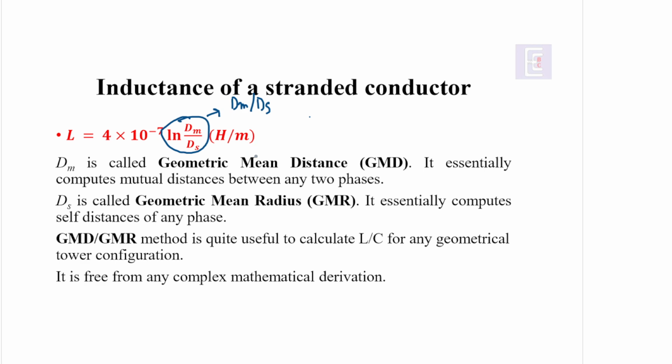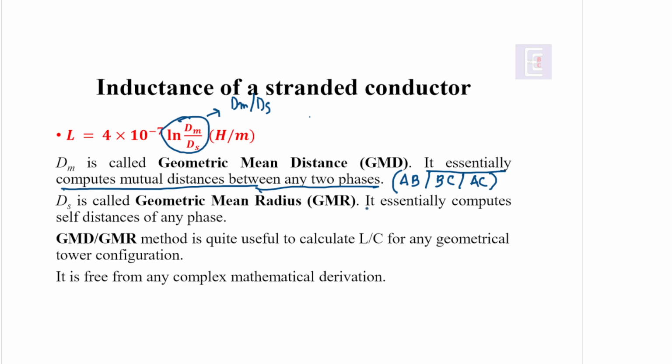Now what is dm actually doing? It is very important. It essentially computes the mutual distance between any two phases. What do I mean by that? It computes mutual distance between any two phases, whether it may be A to B, or B to C, or A to C. Any distance between these two phases can be defined as the mutual distance.